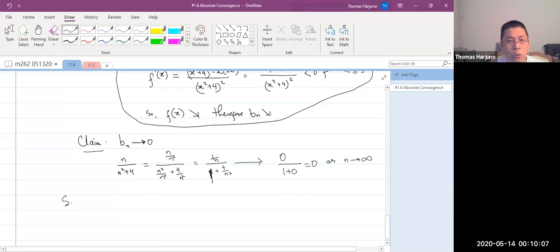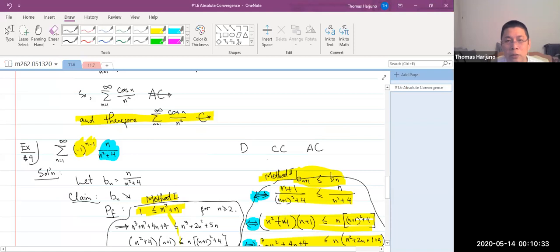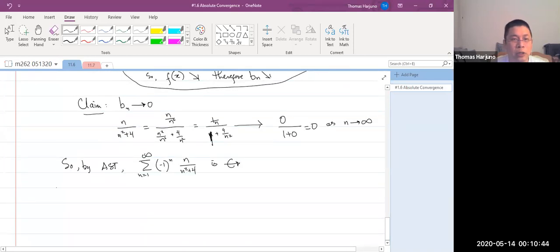So by the alternating series test, this series here is convergent. But we still don't answer that question though. By knowing that it's convergent, it's still either conditional or absolute. So let's go further and test the absolute.